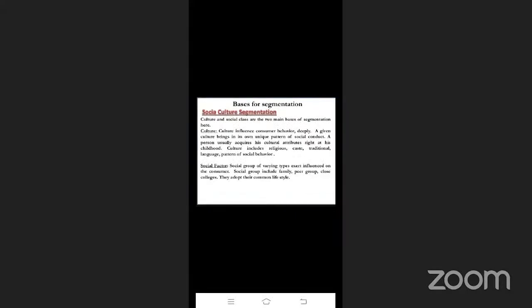So then again socio-cultural segmentation. Culture and social class are the two main bases of segmentation. Culture influences consumer behavior deeply. Each culture has its own unique pattern of social conduct. A person usually acquires his cultural attributes right from his childhood. तो छोटे से अपने कल्चर को प्रोटेक्ट करना, कल्चर में रहना. एंड आप देखते ना हमारा कल्चर है लड़कियों को बुर्का पहनाना, ऐसा बोलते माइनॉरिटी वाले. तो they will buy burqas and they will make the girls wear them.